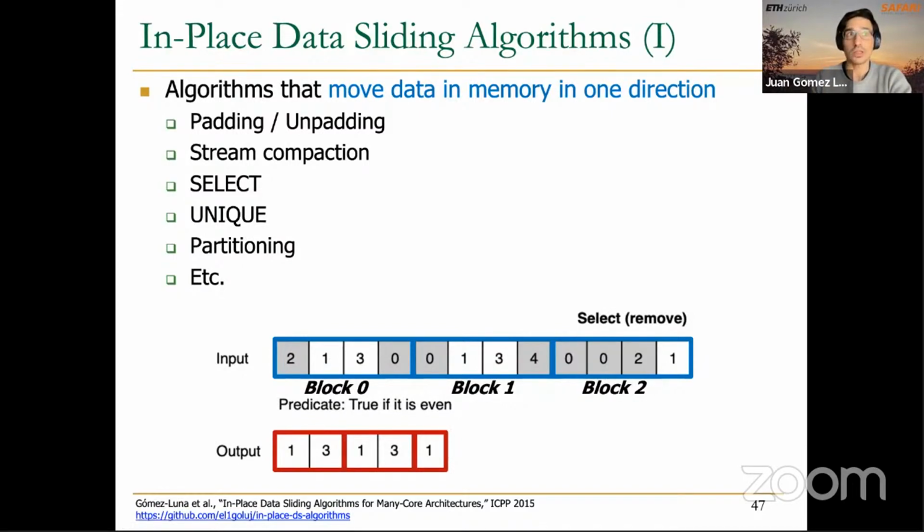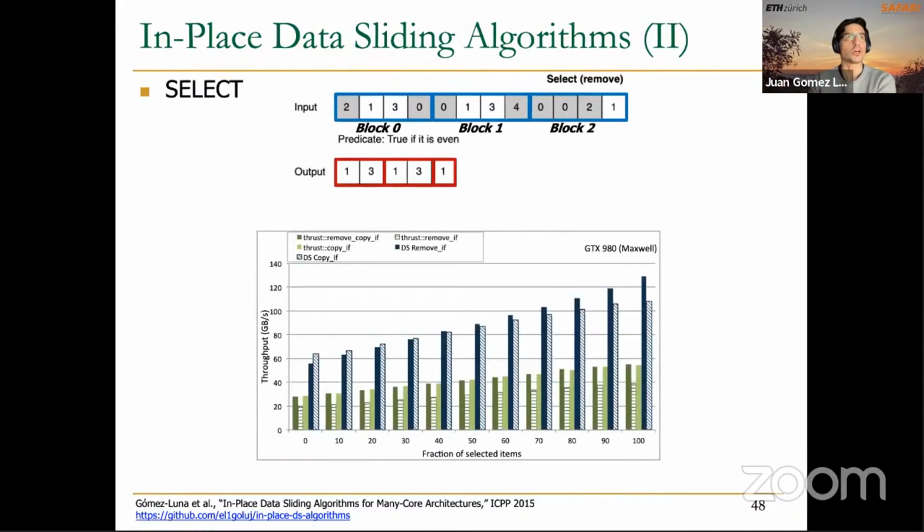And the way to calculate these indices is by performing a prefix sum operation. So it's the reduction, the number of elements that each block is going to write: 2, 2, 1. The prefix sum, or the exclusive prefix sum, is 0, 2, 3, right? And that's the way to calculate where to write in the output array.